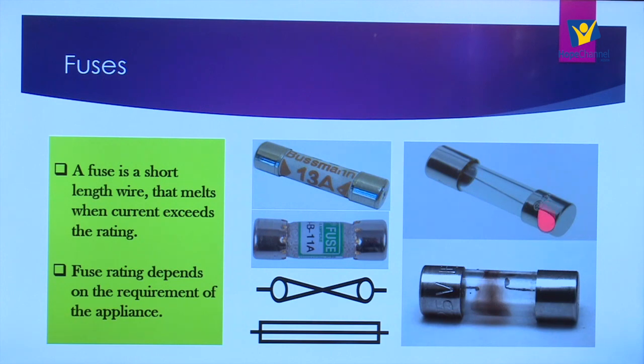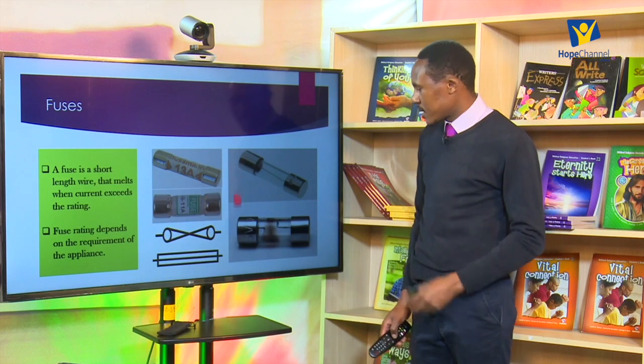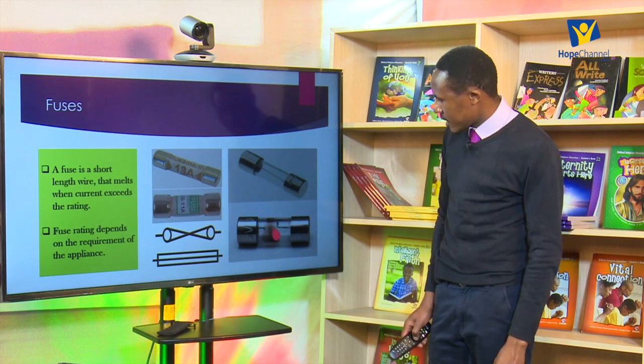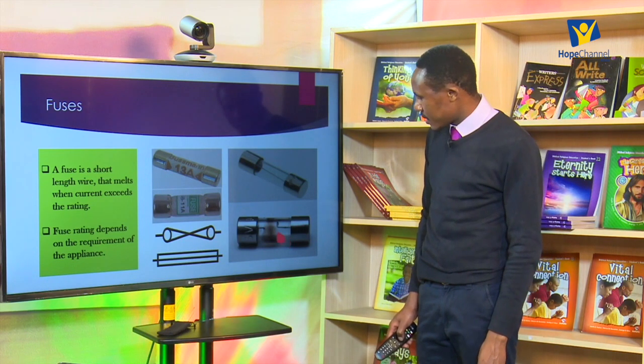So current has to pass from this terminal to the other one for it to continue flowing to the appliance. So if the current exceeds what is required and that wire melts, there will be a gap between this terminal and the other terminal, meaning there is no current getting to the appliance. So what we have down here is an example of a blown out fuse.